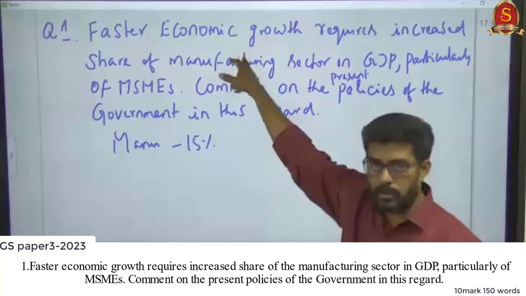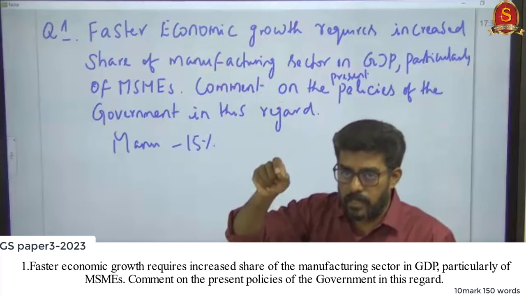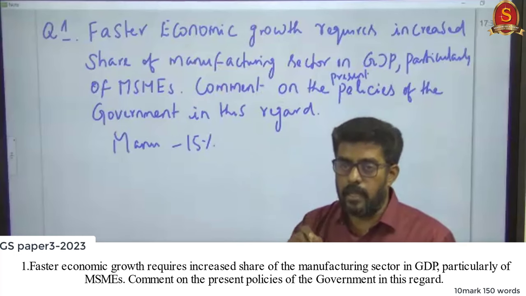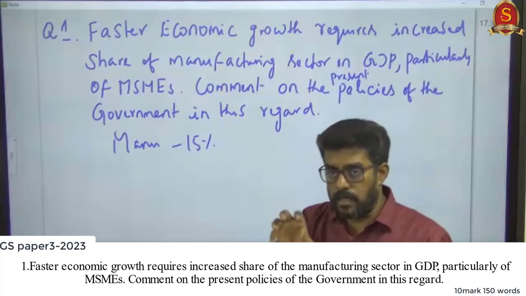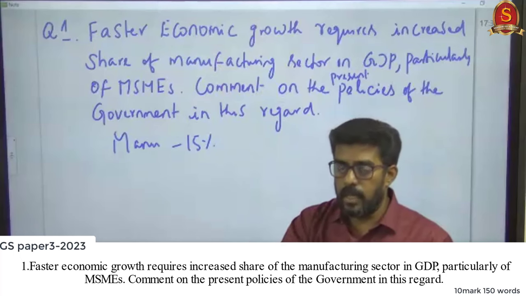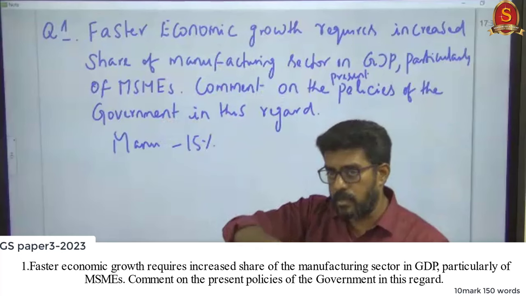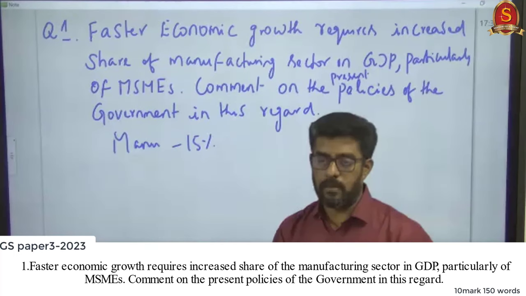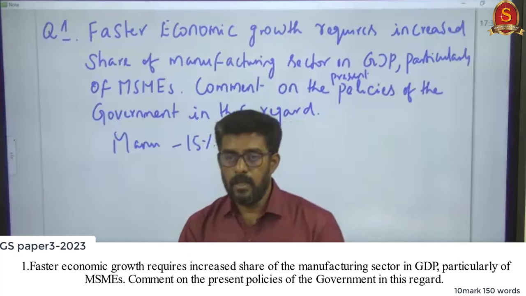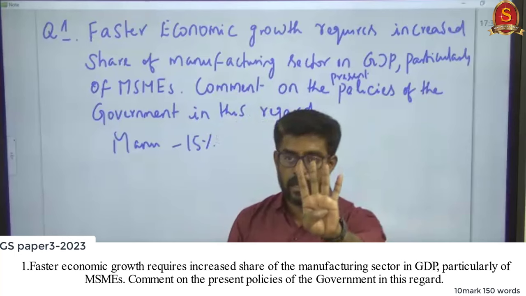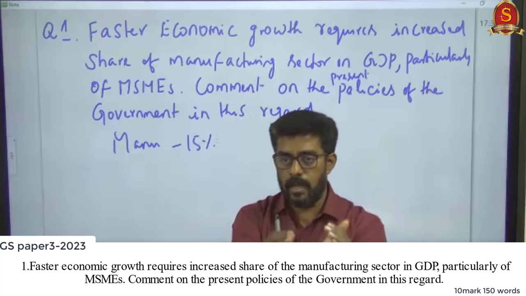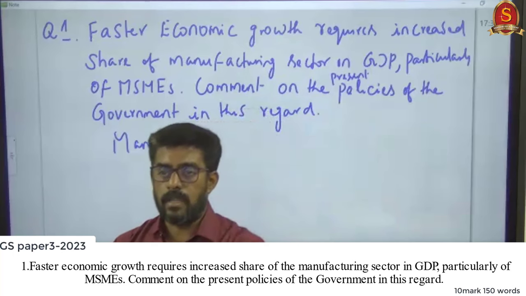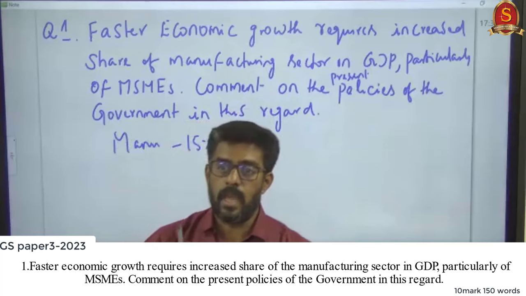Then look at the next part of the question: faster economic growth requires increased share of manufacturing sector in GDP, particularly of MSME. So in manufacturing, what is the role of MSME? According to the economic survey data, manufacturing contributes 15% in the secondary sector, which overall is around 30%. Within manufacturing, there are two contributors: large companies and small companies. The MSMEs contribute nearer to 40% of overall manufacturing. Out of 100, 40% comes from MSME, which means the large companies contribute 60%. MSMEs contribute almost equal to the large companies.